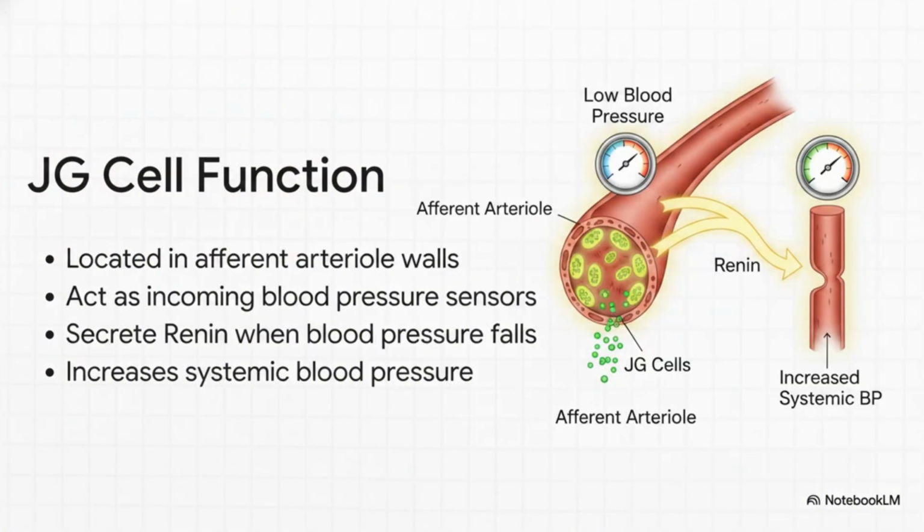On the flip side, the JG cells act like microscopic pressure sensors. Because they're located right in the walls of the afferent arteriole, they stretch and relax with your blood pressure. If the JG cells feel that the incoming blood pressure is too low, they actively secrete the enzyme renin directly into the bloodstream. This secretion of renin kicks off the massive renin-angiotensin-aldosterone system, or RAAS, which acts throughout your entire body to clamp down on blood vessels and retain salt and water, ultimately rescuing your systemic blood pressure.